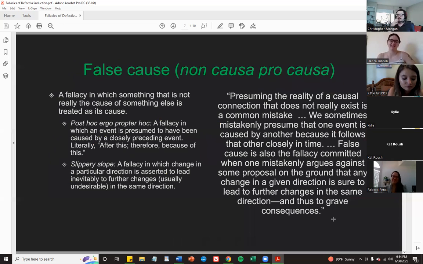The false cause fallacy. There's two big versions of the false cause fallacy. A fallacy in which something that is not really the cause of something else is treated as its cause.